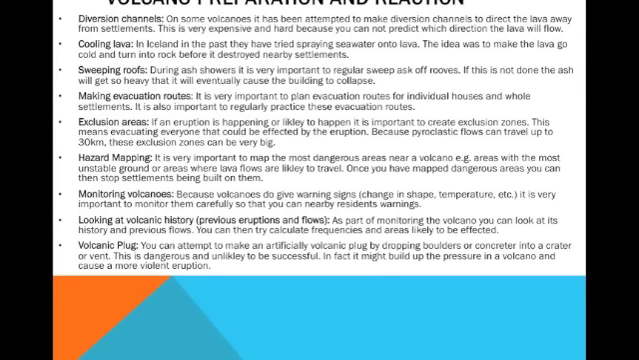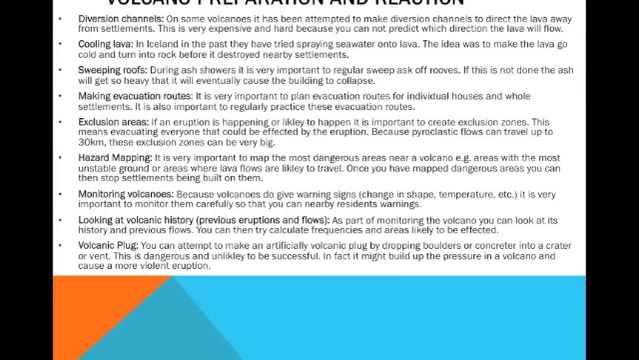Sweeping roofs. During ash showers, it is very important to regularly sweep roofs. If this is not done, the ash will get so heavy that it will eventually cause the buildings to collapse. Making evacuation routes. It is very important to plan evacuation routes for individual houses and whole settlements. It is also important to regularly practice these evacuation routes. So have drills.